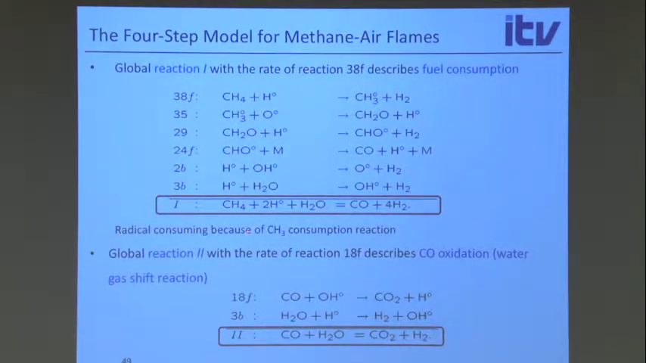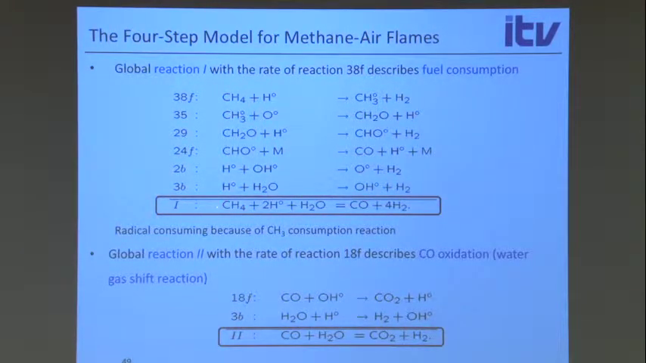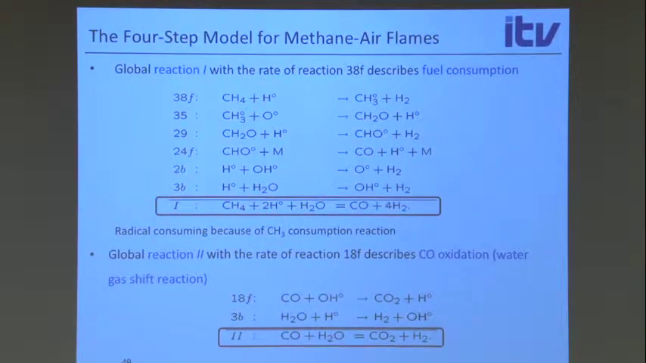So three things in this reaction. Number one, this consumes the fuel. Second, it converts it to stable intermediates. Third, you have to pay radicals to do that, okay? So this is the step.